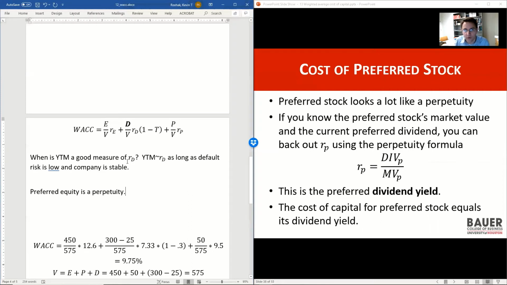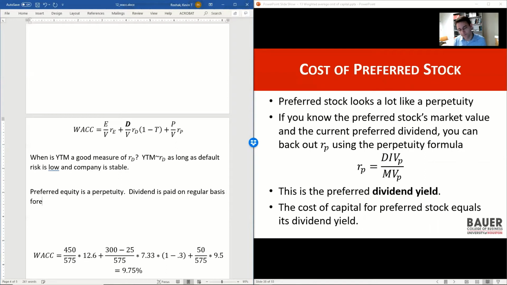When you buy a share of preferred, you're essentially buying a perpetuity. You have a fixed dividend. It's not growing or anything, it's just a fixed payment, paid at regular intervals, every year or so, kind of forever, right? If not forever, then as long as we can foresee. For all intents and purposes, preferred looks like a perpetuity.